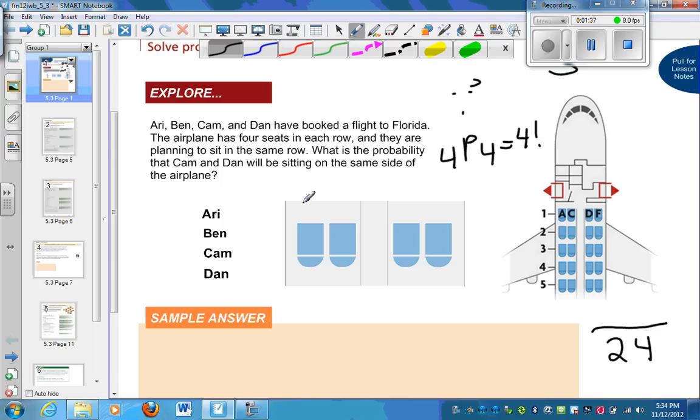Now, how many of those cases have Cam and Dan together? Okay, how many ways can you put them together? Well, there are 2 seats that are together, and so we either have Cam then Dan or Dan then Cam. So there's 2 ways, but then there's also 2 different spots that they can be in, because it can be Cam and Dan, Dan and Cam, in either position.